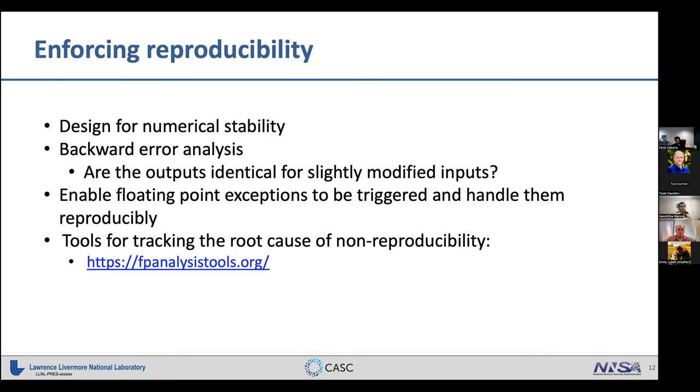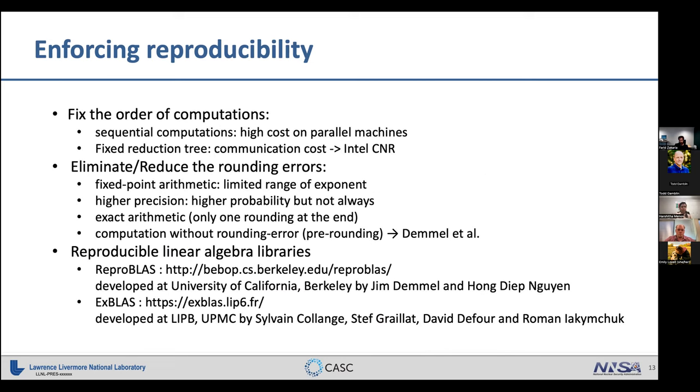So one way to do it would be to use tools that help find the source of these floating point irregularities. There are several tools listed in that link there, some of which are developed by our colleagues here at the lab and some are from other universities as well. We could employ these tools to understand where there is instability in the algorithm or where these kinds of non-reproducible things happen, and identify the root cause automatically.